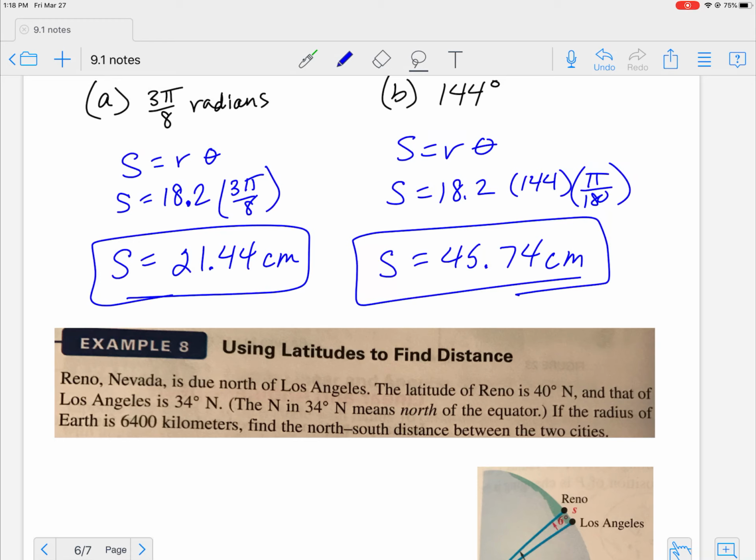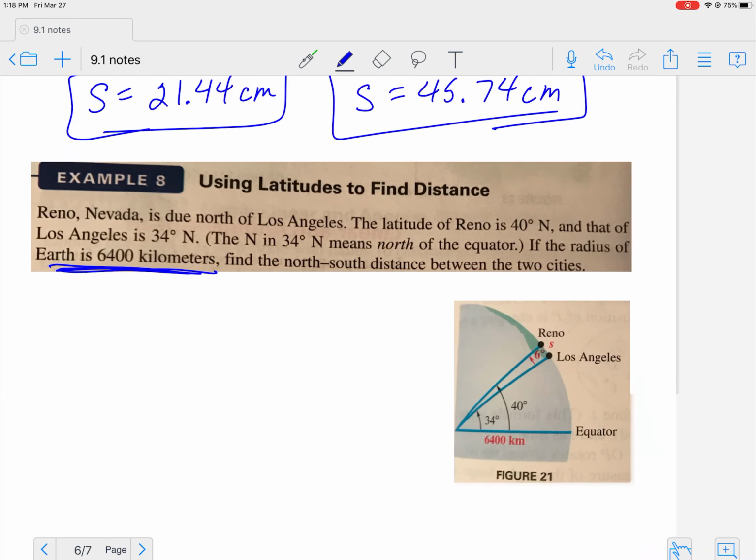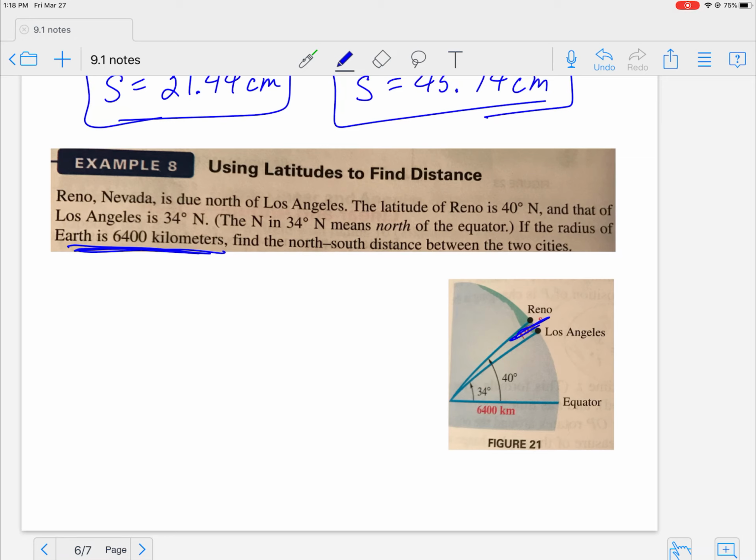We have Reno, Nevada is due north of LA. The latitude of Reno is 40 degrees north, and that of LA is 34 degrees north. The N means north of the equator. If the radius of the Earth is 6,400 kilometers, find the north-south distance between those two cities. Now, I like this picture, but I wish they wouldn't have put this in there, so I'm going to get rid of it here real quick.